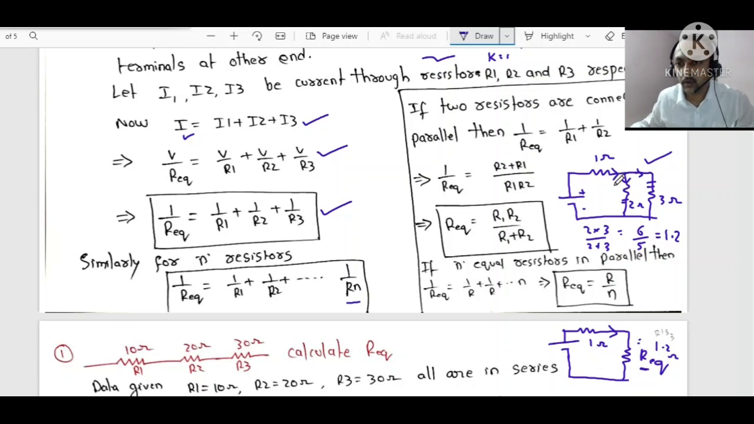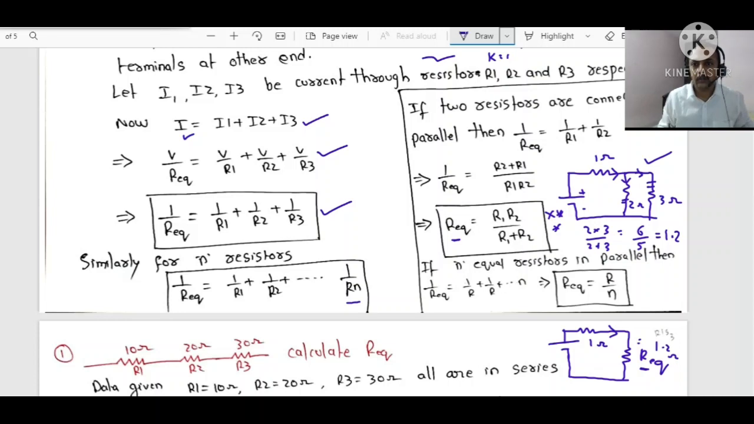You should not stop doing the problem. Now only this is like this, and these two are parallel. So there are different possibilities in how students will do this problem. There are so many chances of committing mistakes, right? What I want to say is, dear students, you remember or memorize this formula. This is very very important. Not every time you need to take 1 divided by R equivalent equal to 1 by R1 plus 1 by R2. If you take out the LCM, R1 R2 divided by R1 plus R2, this is equal to the R equivalent.